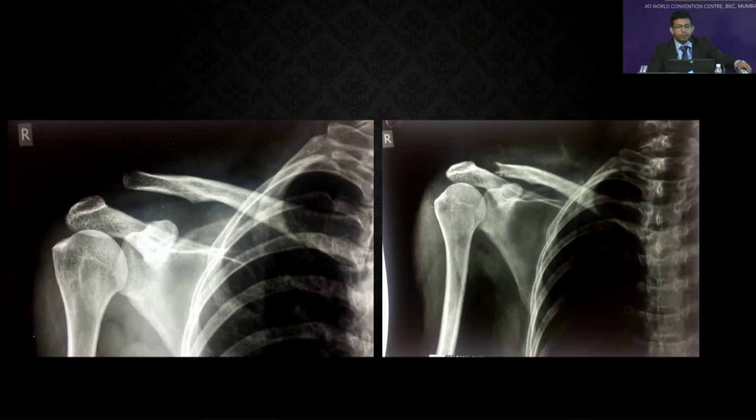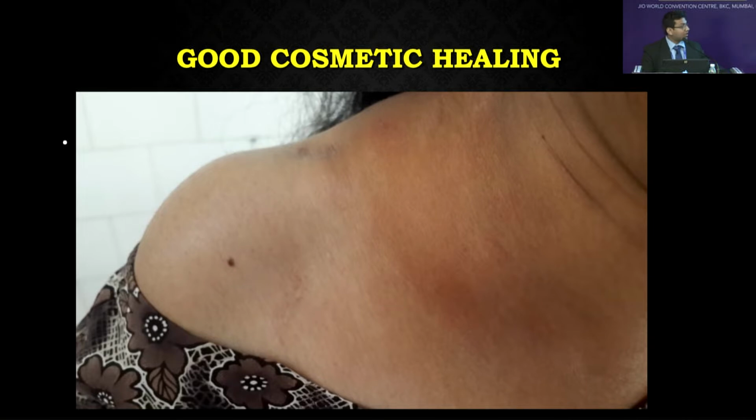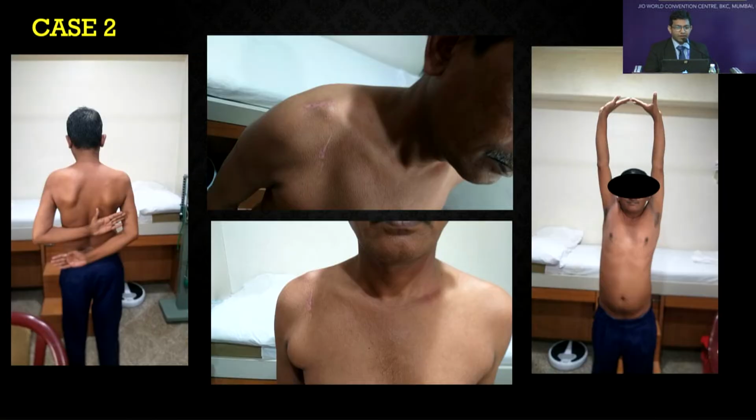This is the pre-op and the post-op X-ray. This is how it looks. This is the case, clinical photos. At 1 year follow-up, she had a good range of motion, full movements were achieved, and we gave her a good cosmetic scar. This is an auto rickshaw driver. At 5 weeks of follow-up, he was achieving a good, full range of motion.